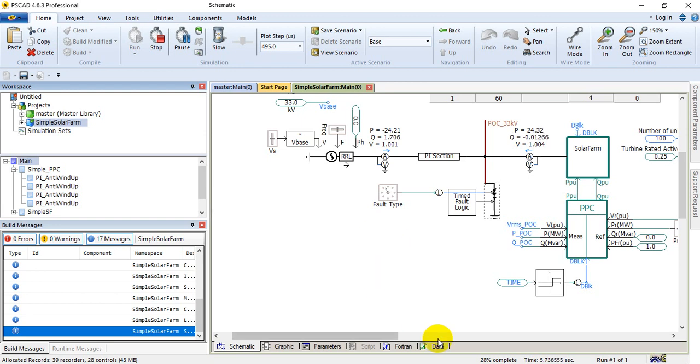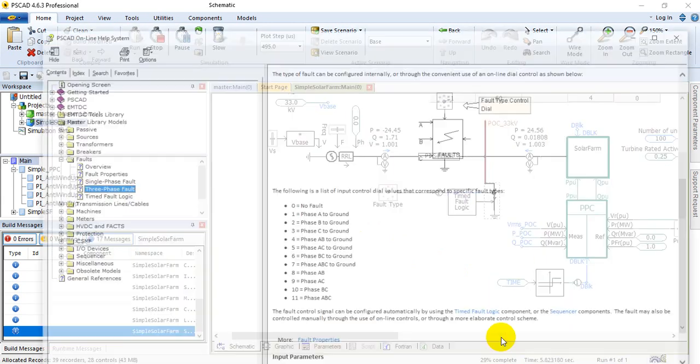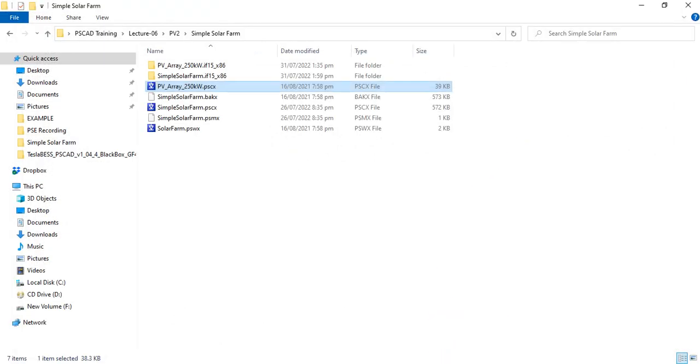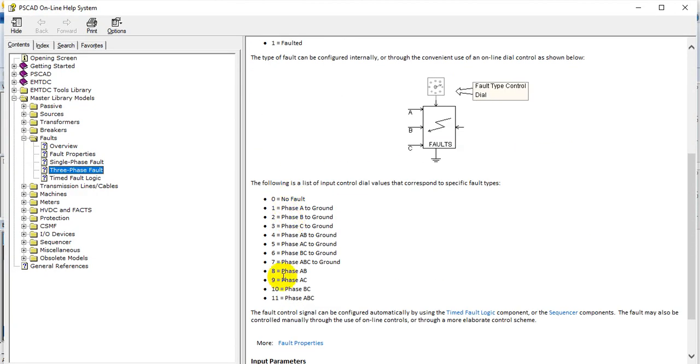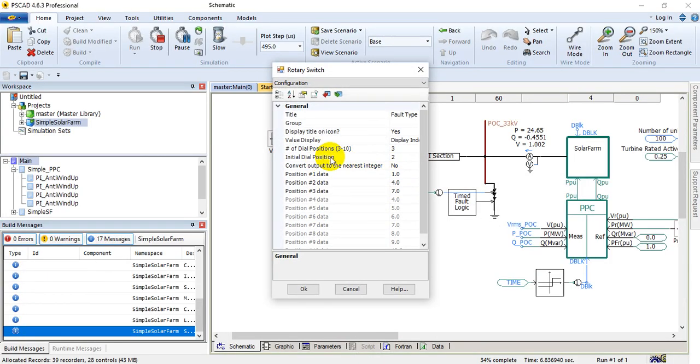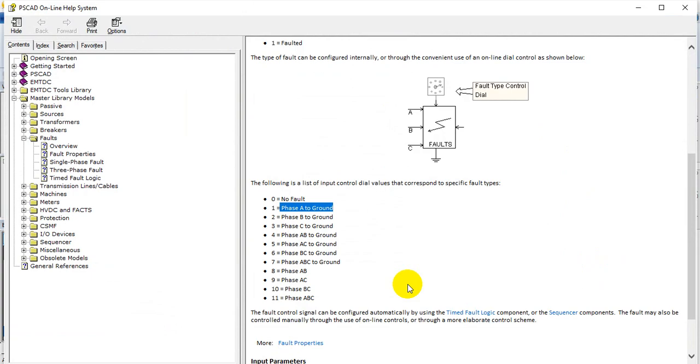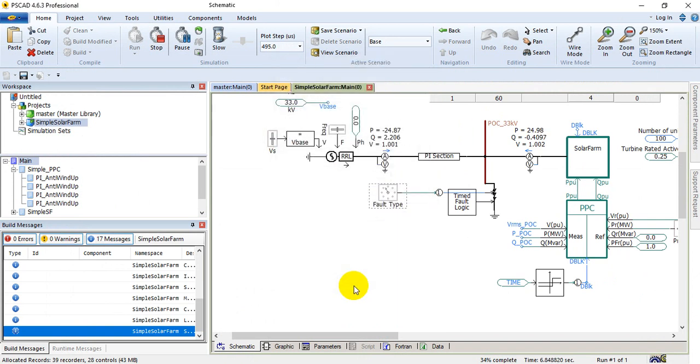The next important thing during this simulation, I want to show you here. We have seen that under PSCAD, when we right-click and open help, there are 11 fault options available. If the code is 0, it means no fault, and if the code is 1, it means phase A to ground fault. That is controlled through the dial switch, which has been given a code. The dial position for this is 2, and the number of dial positions is 3 to 10. So under section 2, it means phase B to ground, so phase B has a fault. We are only assessing a single line to ground fault here, so depending upon this fault we can perform the study.